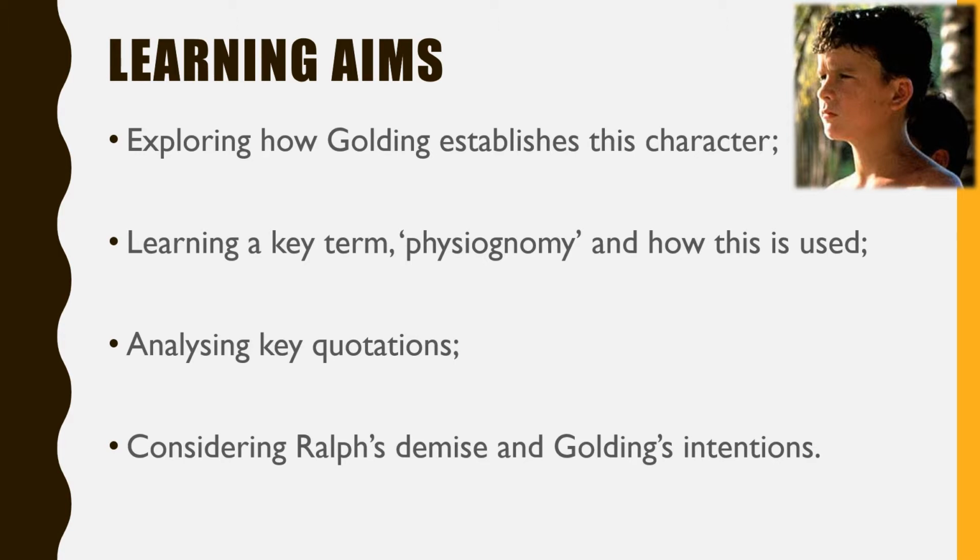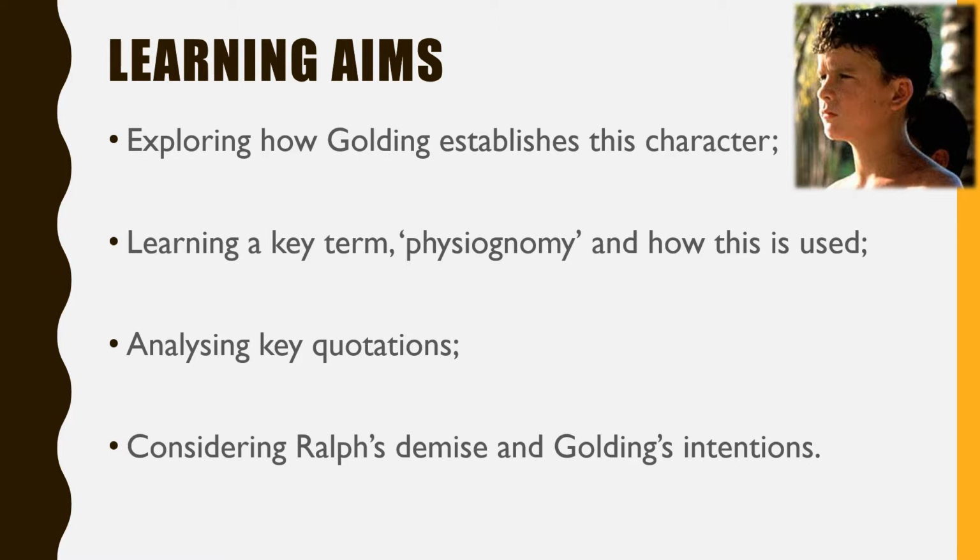Our learning aims this week, well, we want to explore how Golding establishes this character. I'm going to introduce you to a key term, physiognomy. And you might have heard this word before. We're just going to recap if you've done it already, or we're just going to make sure that we know the definition of this term, and we're also going to explore how Golding uses physiognomy when he establishes the character of Ralph. We're going to analyse some of the key quotations for Ralph together.